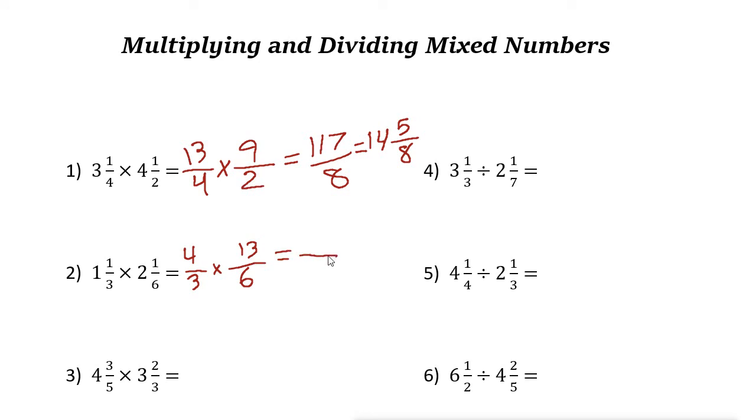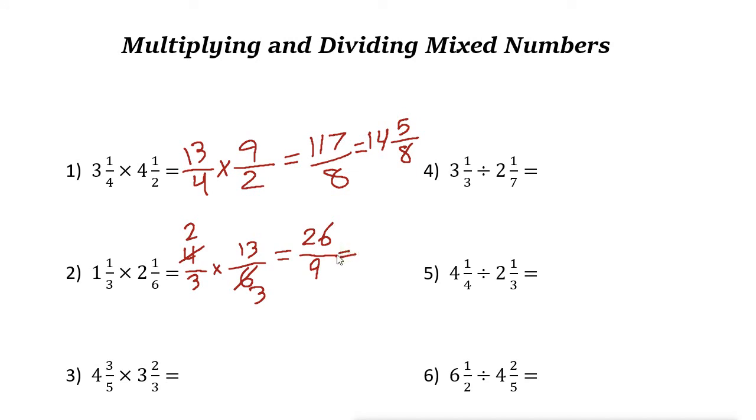Now multiply the numerators. Here, before multiplying, you can also simplify. You can divide this 6 by 2, it is 3. And 4 by 2 is 2. Now, if you multiply these two, 2 times 13 is 26. And 3 times 3 is 9. If you didn't simplify it, you would get 4 times 13, 52 over 18. 52 over 18 is the same thing as 26 over 9.